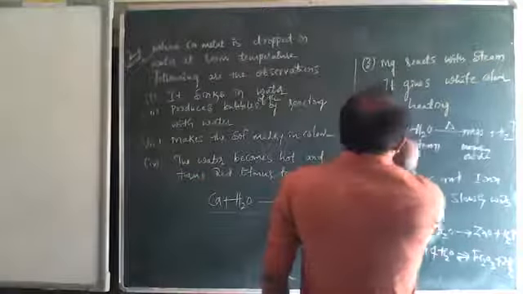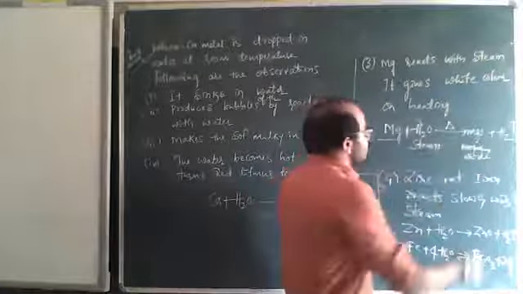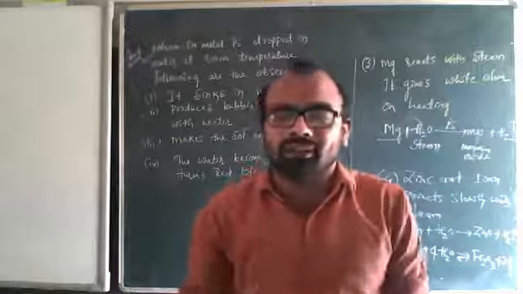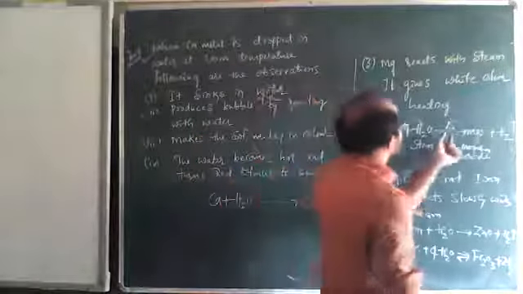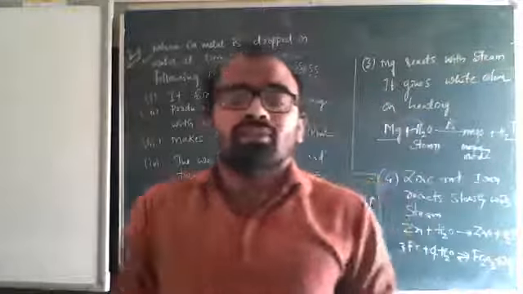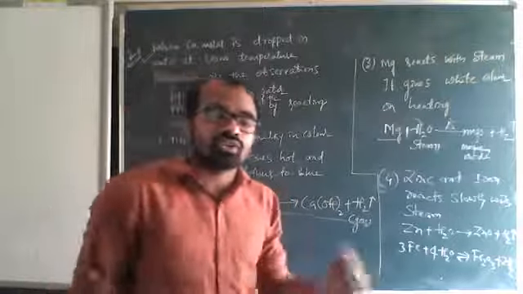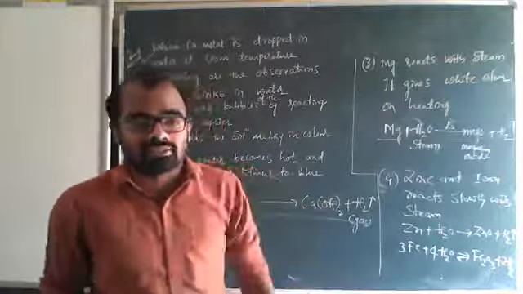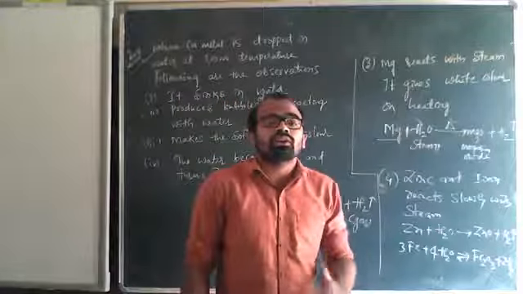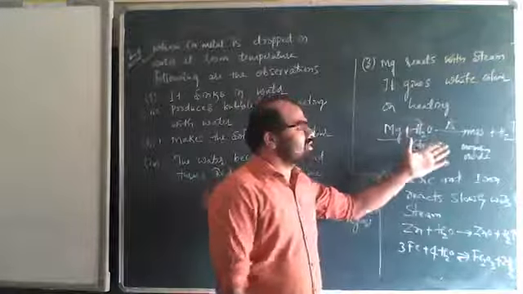So magnesium reacts with water under heat. This is important. This is called delta, and delta is nothing but heat. When you heat it a little bit, it produces magnesium oxide along with hydrogen gas. I hope you are understanding. This magnesium oxide is basic in nature.